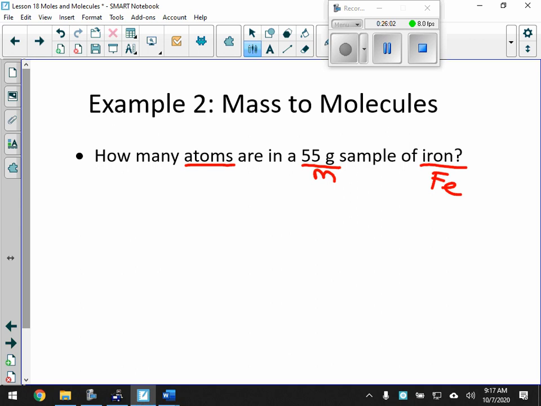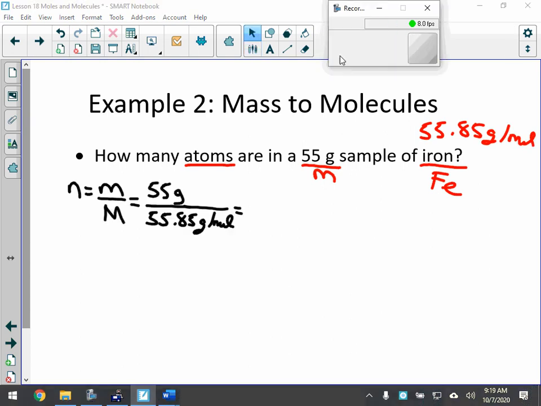And again, what can we find from that? Well, we can find the what? Molar mass, yes? Good. Iron is, I want to say, 55.85. Okay. I'm going to stop there for a real quick sec, but you guys go.